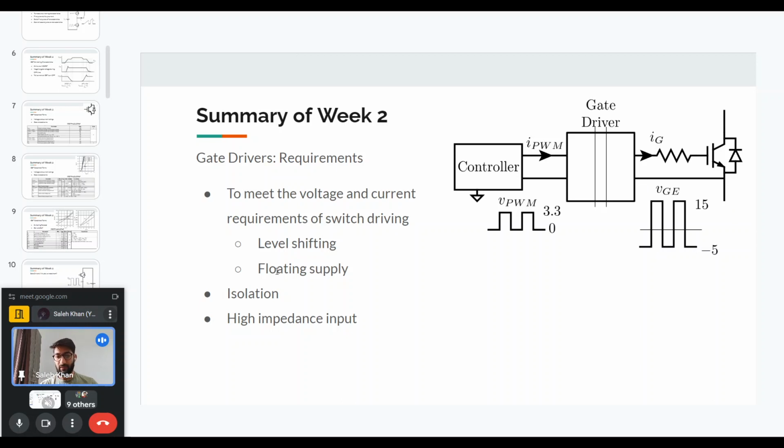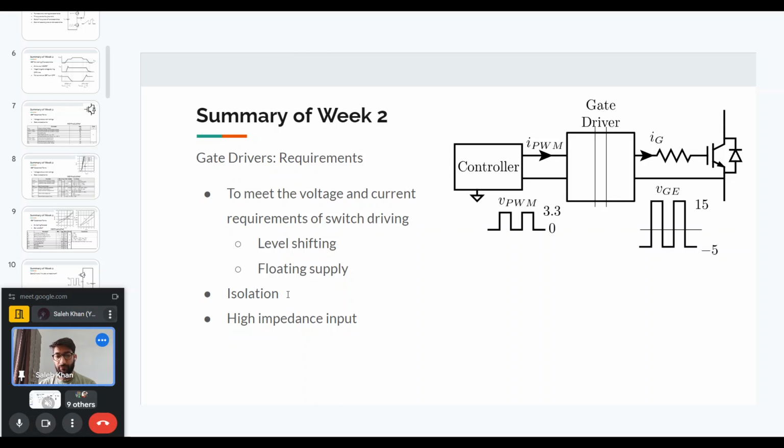Another aspect is the floating supply. If the device is a high side device, like in the case of a buck converter or the top device of an H bridge, then the emitter voltage, or the source voltage in case of a MOSFET, is not a fixed voltage, it is a switching variable voltage. That is why we will have to provide some kind of floating supply. That will be done by the gate driver.